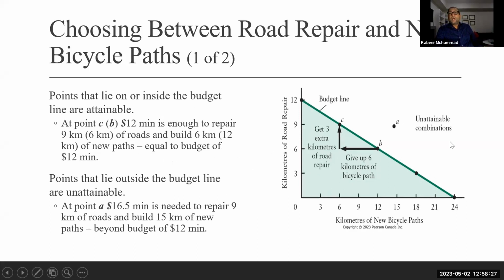Another idea we can explain is the points A, B, and C. B and C are possible points, because we can do the combination of 6 kilometers and 12 kilometers, or 9 kilometers and 6 kilometers. But point A is an unattainable combination because it is out of budget. We cannot afford it, because point A says 9 kilometers of road repair and 14 kilometers of bicycle path, which is not possible within the budget. That is what we call an out-of-bounds or unattainable combination.